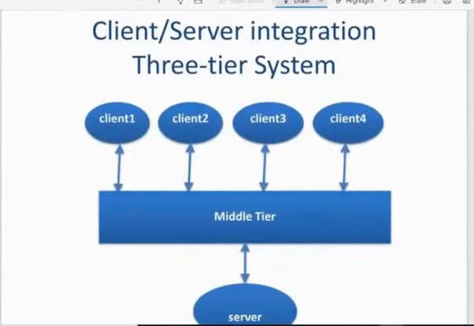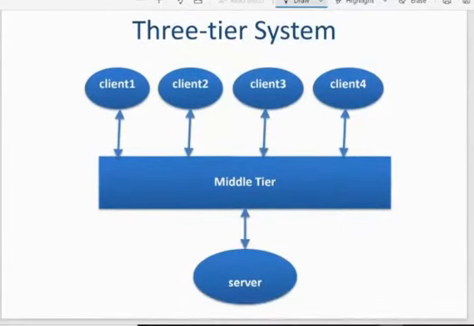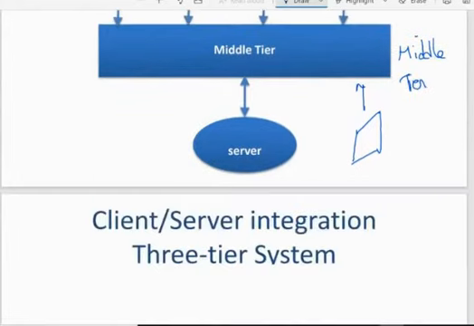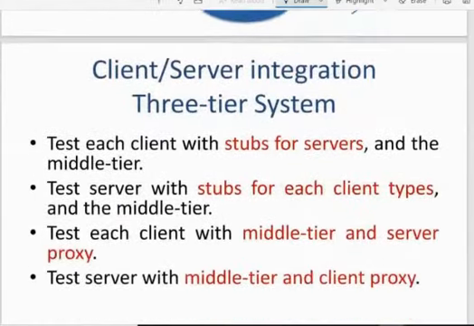Now when we have a three-tier system, there will be servers on this end, then we have something called the middle layer, or middle tier, and then we have clients on this particular end. So this becomes your three-tier system, where we will see the role of stubs as well.